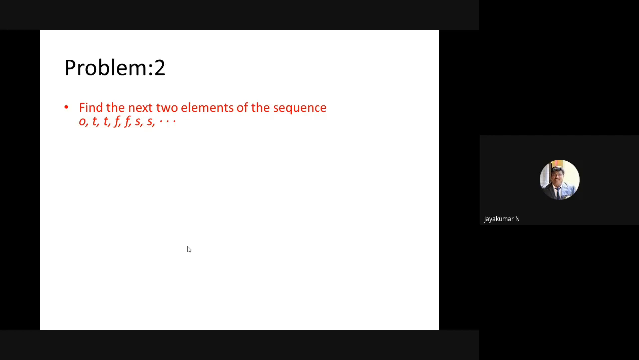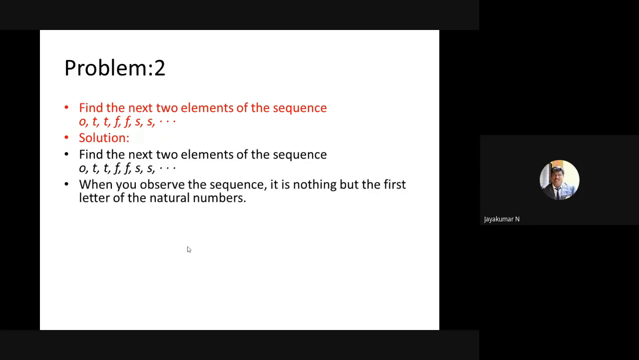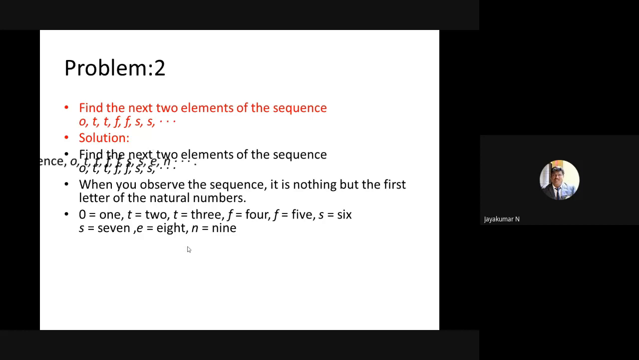So simply the first O denotes number 1, second T denotes number 2, the third T denotes number 3, fourth is number 4, fifth is number 5, the sixth one is 6, seventh one is 7. So next one is 8 and 9. So EN. So solution, find the next two elements of the sequence OTTFFSS. When you observe the sequence, it is nothing but the first letter of the natural numbers. Therefore, the next two elements are E, N. Okay, good. So this is simple 2 mark.